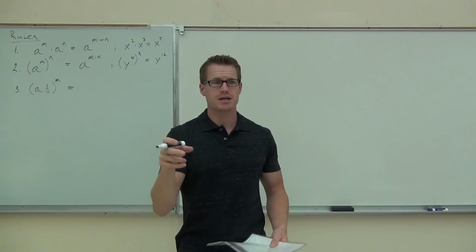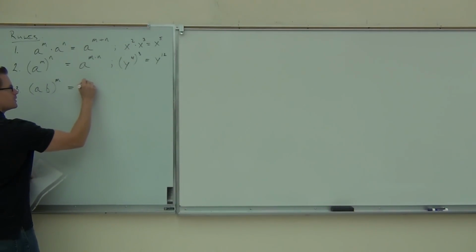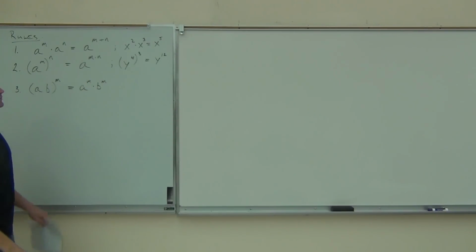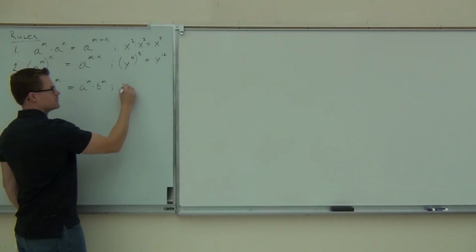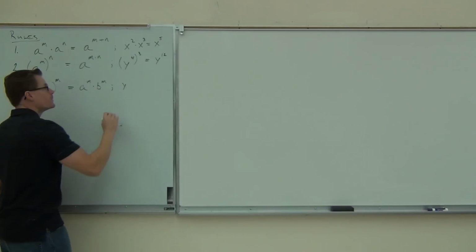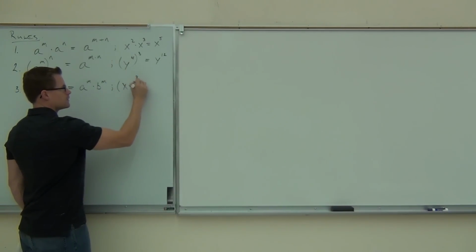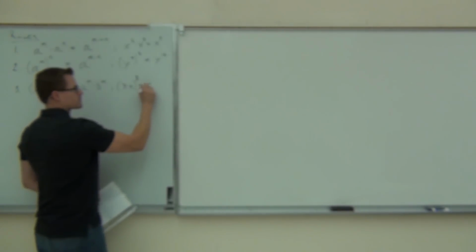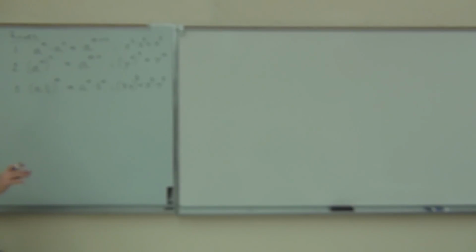So if I have a times b all to the m power, then I know this is equivalent to a to the m times b to the m. For instance, if I have xy to the third, that means I'm going to have x to the third times y to the third. It goes to both of them.